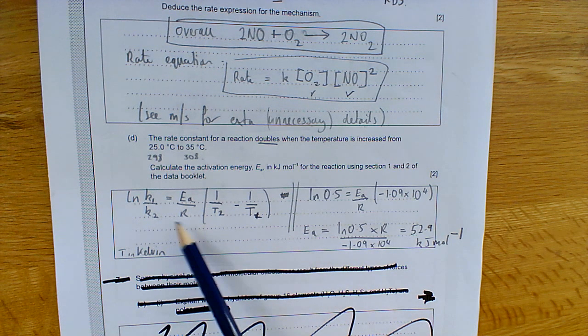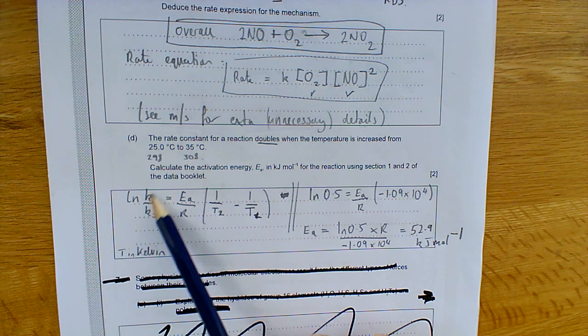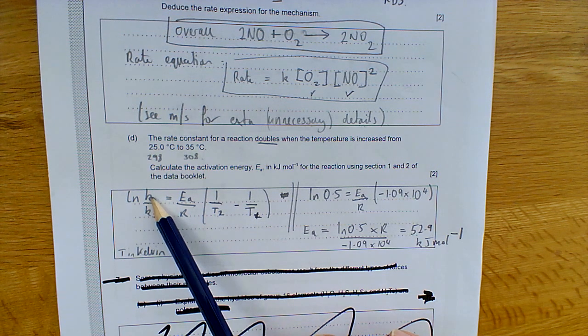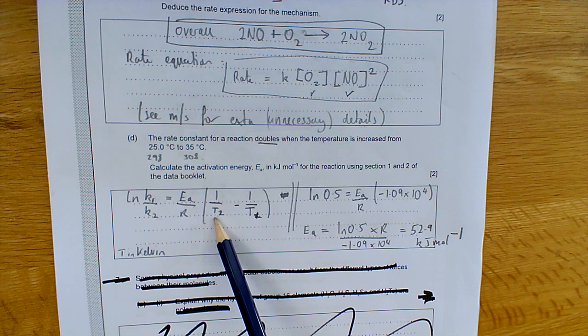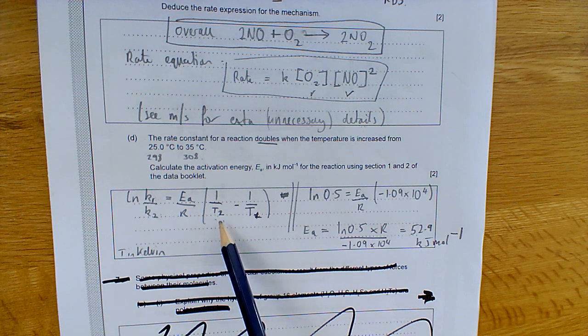The equation you need is this one. This one tells you what happens to the rate of 1 reaction at 2 different temperatures. So you've got temperature 1 and temperature 2, and if the reaction's at temperature 1, you get rate constant 1, and if the reaction's happening at temperature 2, you get rate constant 2. So all you have to do is look up that equation and then plug in some numbers.